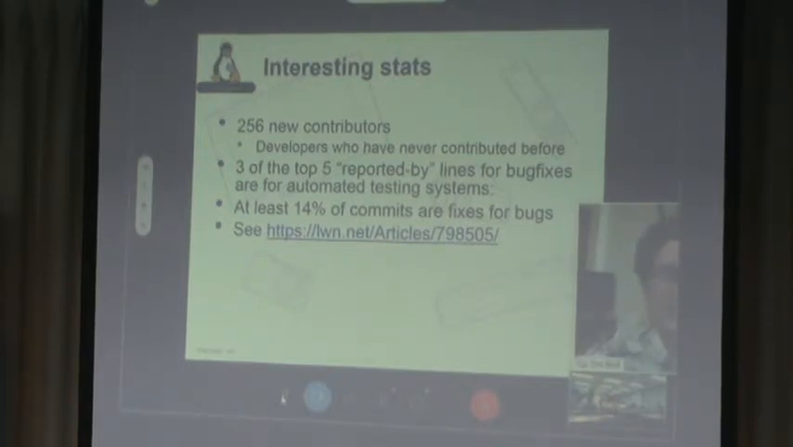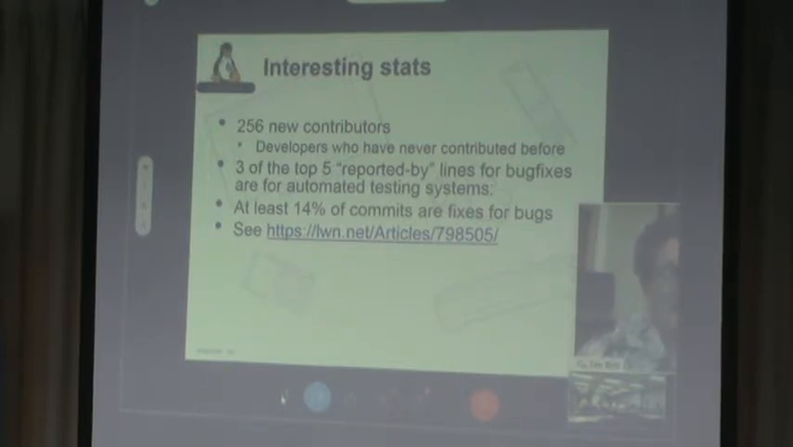Another really interesting stat is three of the top five reported-bys. So in the commit messages, when you fix a bug, you're supposed to say who reported that bug. Well, out of the top five people who reported bugs, three of them were automated testing systems. So we're getting a lot of bug reports now coming from automated testing systems. More than the humans are reporting.